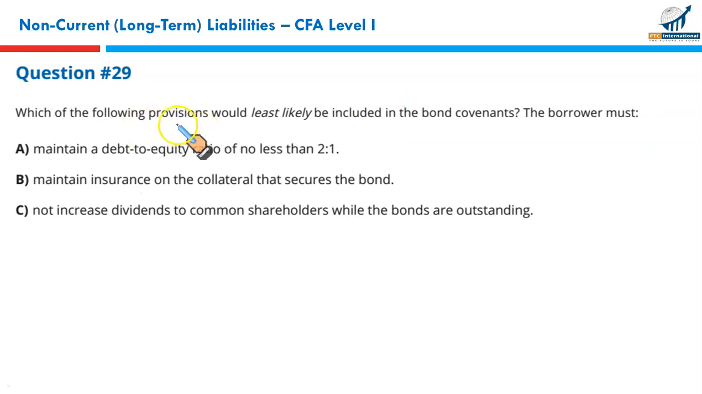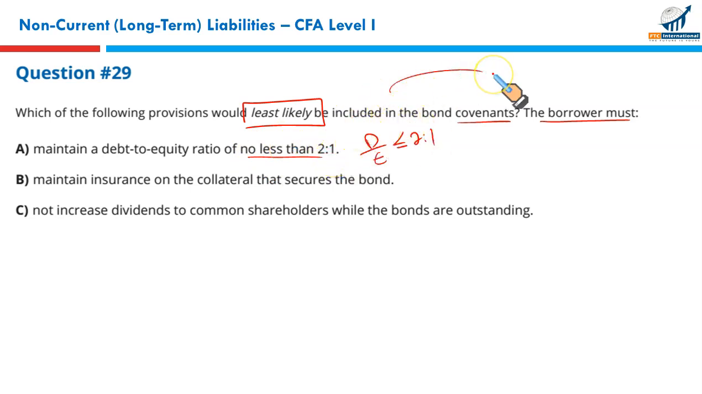Next, which of the following provisions would least likely be included in the bond covenants? The borrower must maintain a debt to equity ratio of no less than 2:1. Not less than 2:1, wrong. Debt to equity ratio should not be more than 2:1, because the higher the number, it's not good for the bondholders. So you need to set the bar at 2:1. The number should not be more than 2:1, so it should either be less than or equal to 2:1, not more.